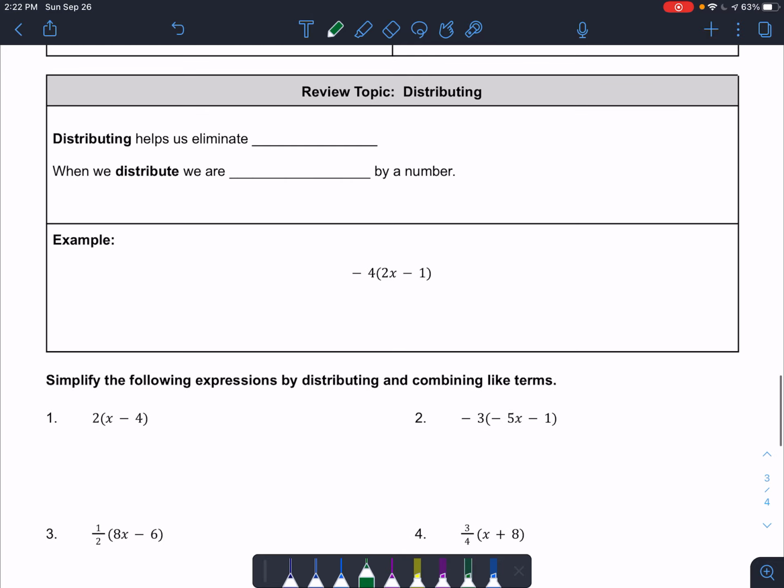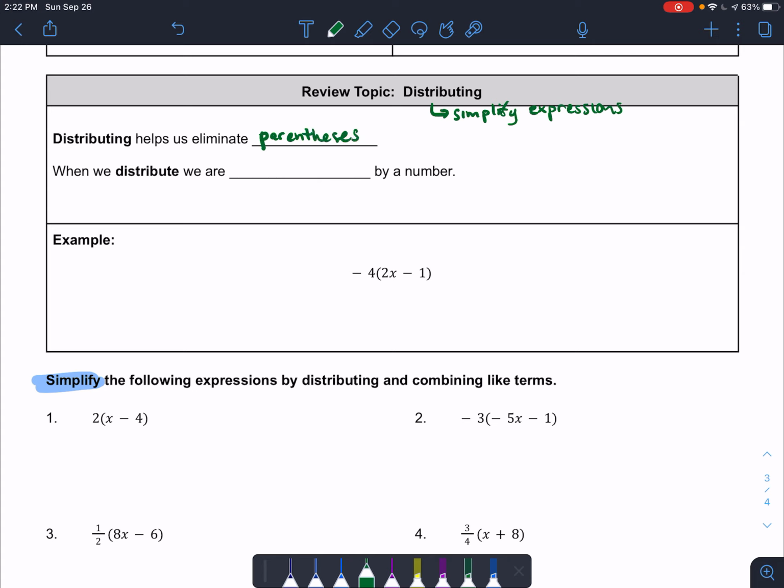Let's finish up by reviewing distribution and what we mean by this. Okay, distributing goes along with what we did in 2.1, where we were combining like terms. Both of those are strategies for simplifying expressions. Distributing is another way to simplify expressions. Basically, when we see parentheses, that should be our hint that we want to distribute. Distributing is what allows us to eliminate parentheses.